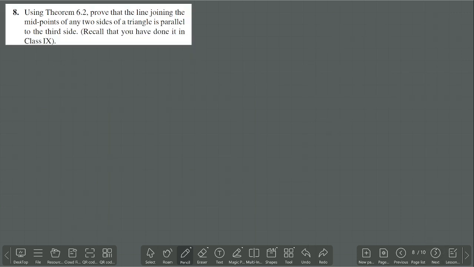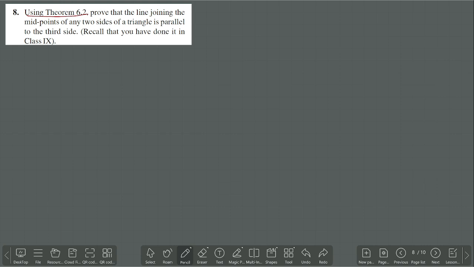Right. Shall we go one more? What is that one more? Eighth one. What does the eighth one say? We will see. Eighth one like same one only. But this is Theorem 6.2. That is the converse of midpoint theorem. That means opposite of Thales theorem. That means they will be giving result equal. We have to prove it's parallel like that. Okay. We will see. Using theorem 6.2, we don't have proof. But we are using the result. That is converse of midpoint.